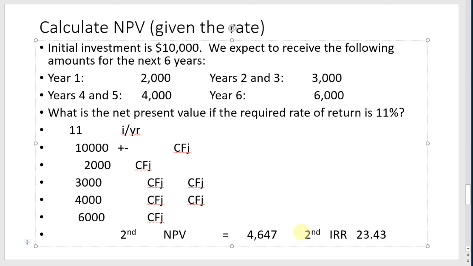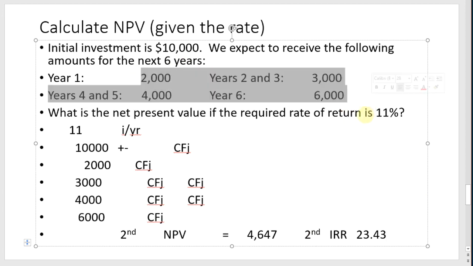Okay, so that's the return on this investment, and it makes sense, right? It's over 6 years, but if you look at the total cash flow, we've got 22,000 total cash flow coming in over 6 years, right? So we're doing pretty well with an investment of 10,000.